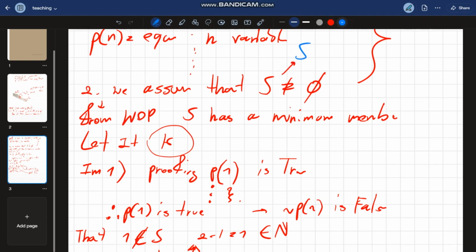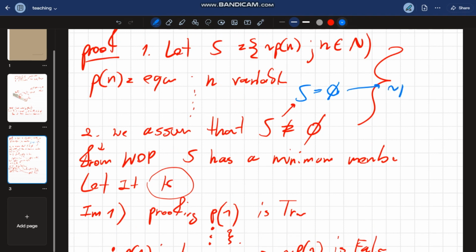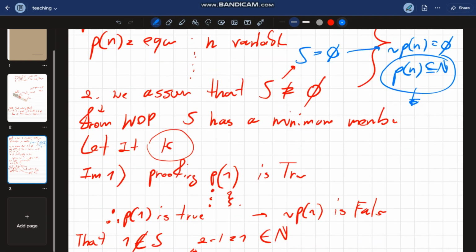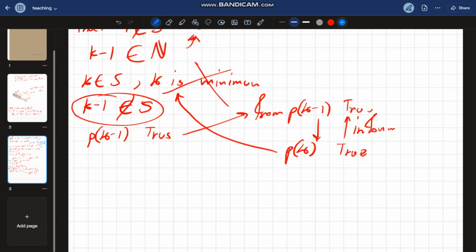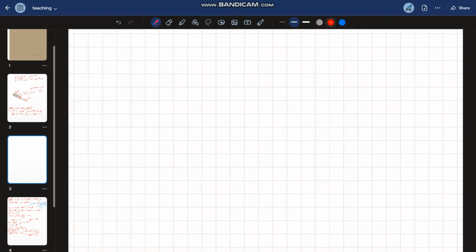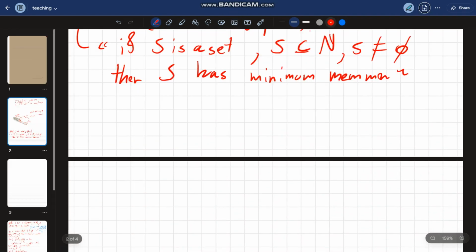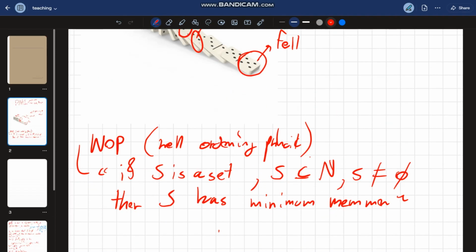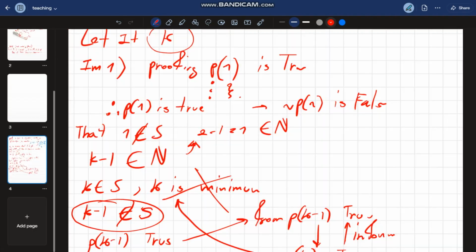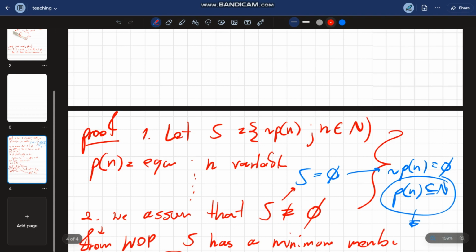When we have a contradiction, S equals the empty set. That means the set where P(n) is not true is empty, so P(n) holds for all n in N. That's what we get. This is the well-ordering principle, and we use this principle to make the thing called PMI.